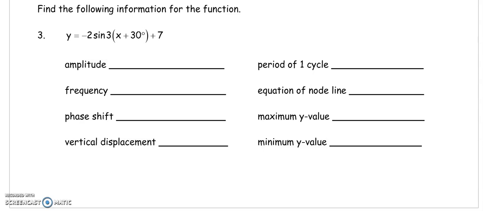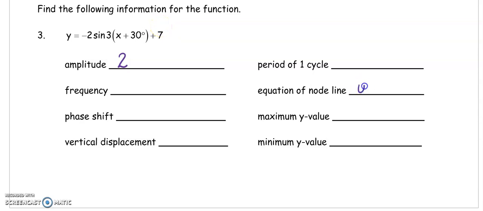So the amplitude we should be able to find. That -2, A is for amplitude. But keep in mind amplitude is always going to be positive. So we have 2 for the amplitude. The 7 tells me about my node line.